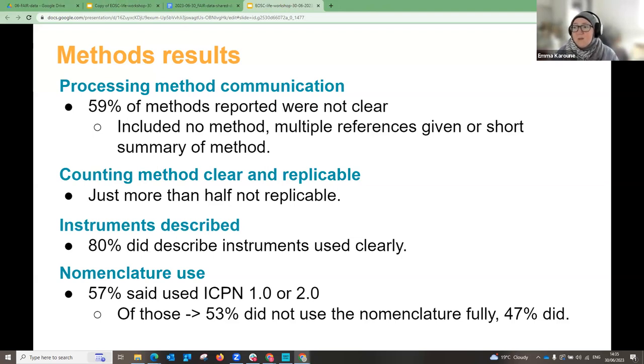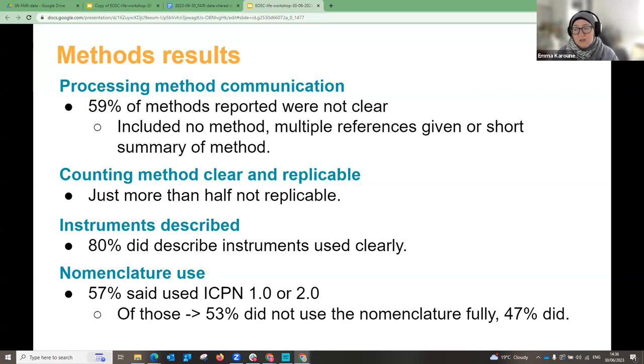We actually were thinking about the counting method as well, whether it was clear, whether we would be able to replicate it. And again, just over half we thought were probably not replicable, because it just wasn't quite clear to us exactly how people had counted on the phytolith slides. People did do really good descriptions of the instruments that they used. So we found that to be very clear in about 80% of those articles.